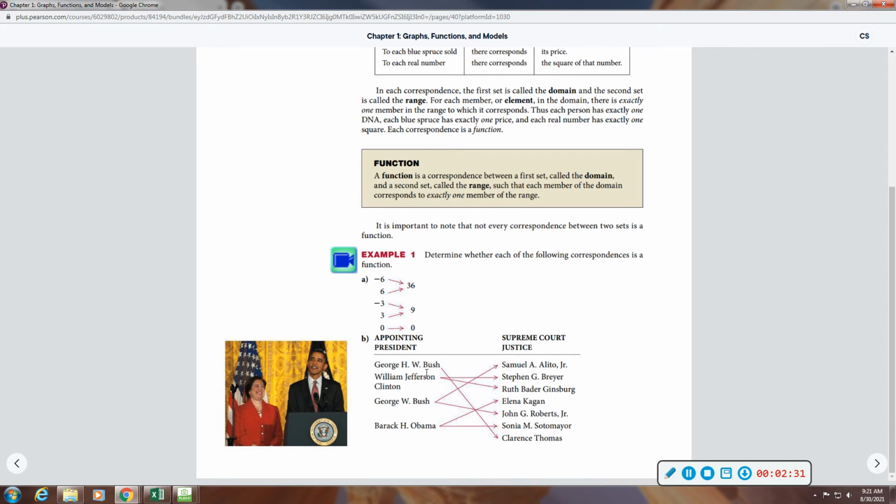There's an example here with presidents and the Supreme Court justices that they have appointed. George W. Bush appointed Clarence Thomas. He only appointed one. But here William Jefferson appointed 2 Supreme Court justices. So the fact that he has 2 lines coming from his name, or he has appointed 2 different Supreme Court justices, that would cause this relation not to be a function. So this would not be a function. Each time you see the first set only having 1 line each, then it would be a function.